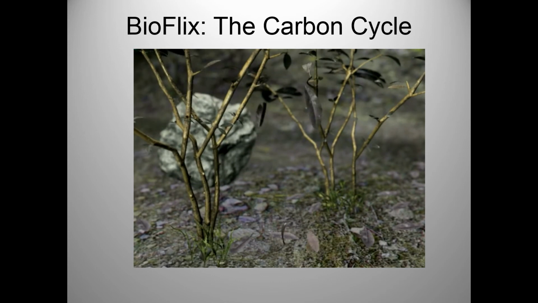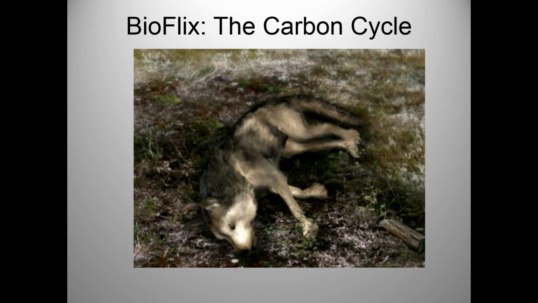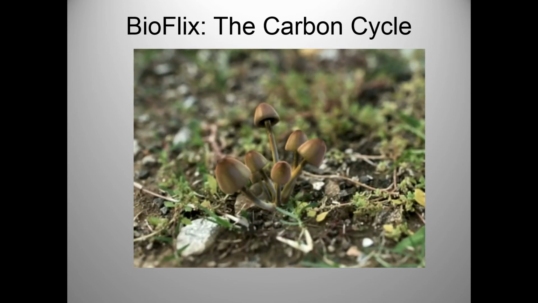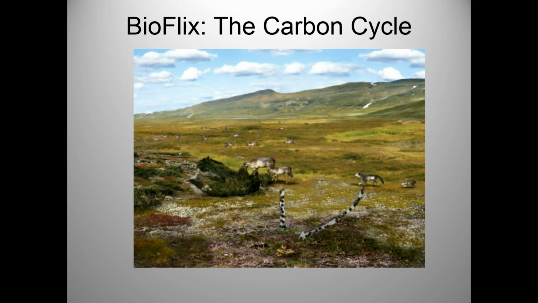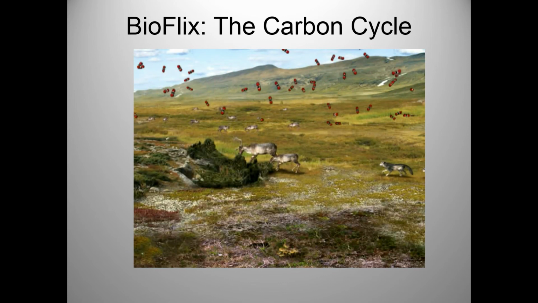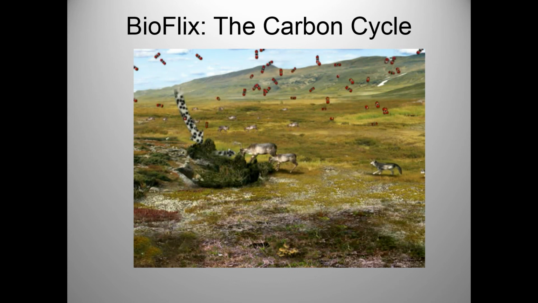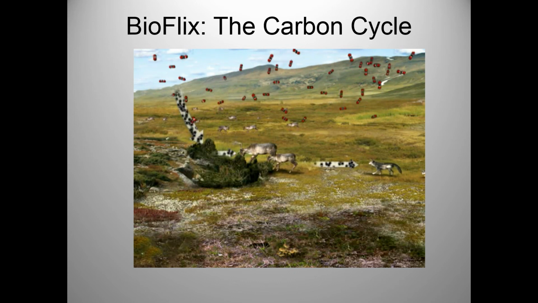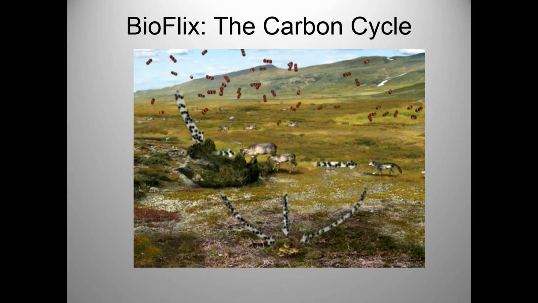Carbon-containing molecules in dead plant material, animal feces, and dead organisms are taken up by decomposers, such as fungi and bacteria. Decomposers break down these materials and incorporate some of the carbon atoms into their own bodies. We have now seen how carbon moves from carbon dioxide to producers, to primary consumers, to higher-level consumers, and to decomposers. How does carbon get back to the atmosphere?